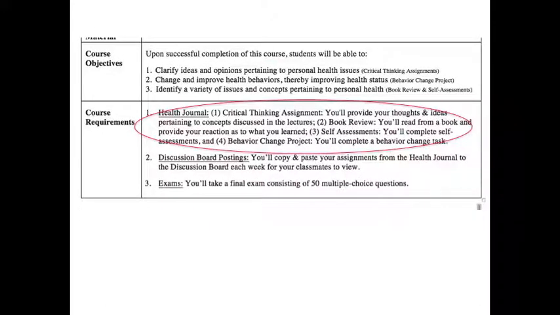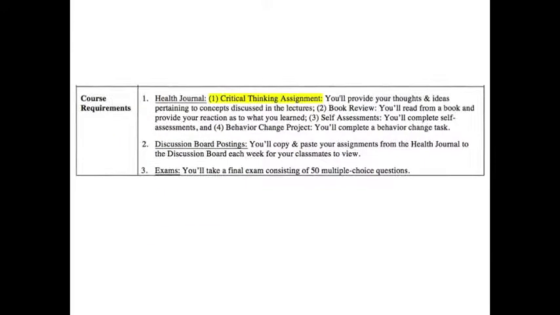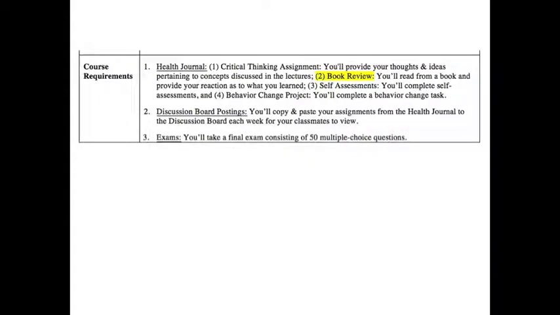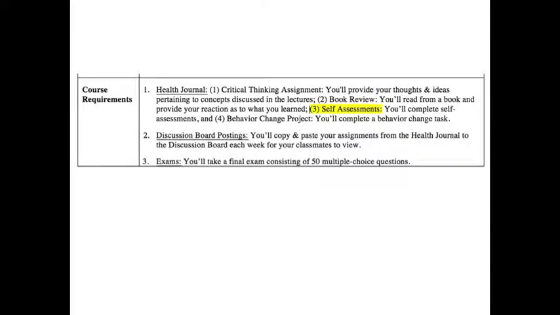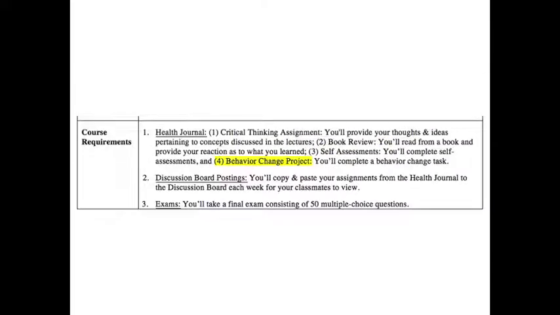Number one, health journal. After listening to the assigned lectures for the week, you'll complete a health journal that consists of 4 components. Number one, a critical thinking assignment. You'll provide your thoughts and ideas pertaining to concepts discussed in the lectures. Number two, book review. You'll read from one book for the quarter and provide your comments as to what you learned each week. Number three, self-assessments. You'll provide some assessments to give you an objective measurement of your health. Number four, a behavior change project. You'll work on improving your health behaviors by completing a behavior change task each week.